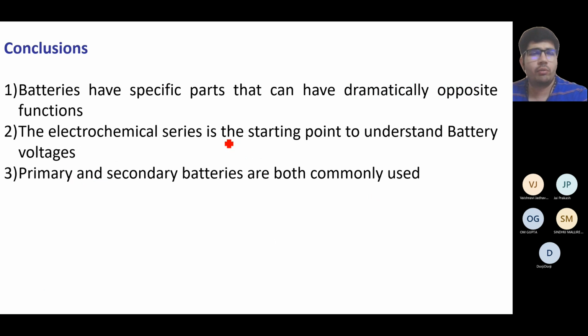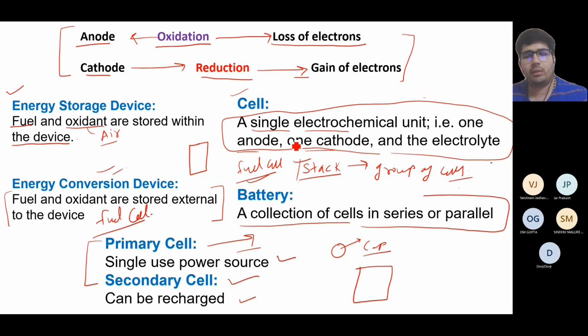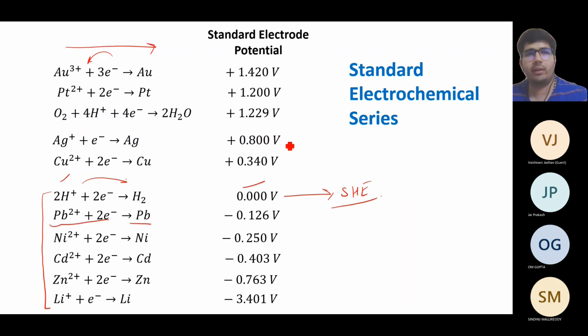So the basic conclusion from the basics of battery is that batteries have specific parts that can have dramatically opposite functions. The electrochemical series is the starting point to understand battery voltage, and primary and secondary batteries are both commercially used. We can have different elements and different reactions, so based on that we can find the complete voltage of a particular battery using these standard electrode potentials. For more detail, you can refer to the class video.